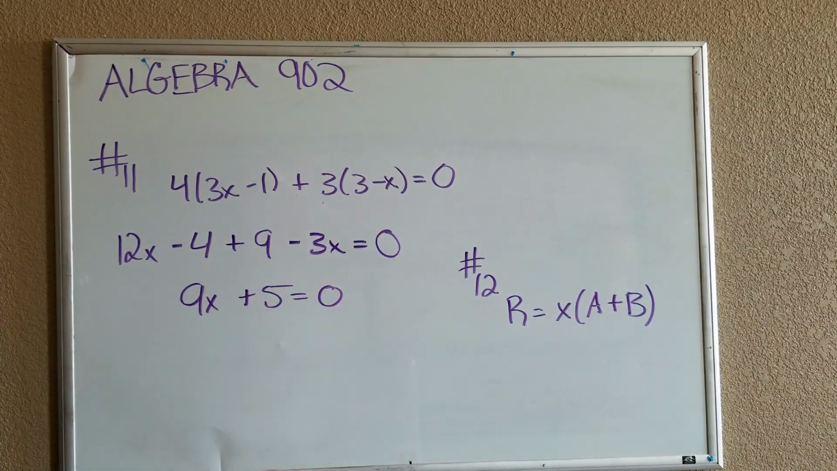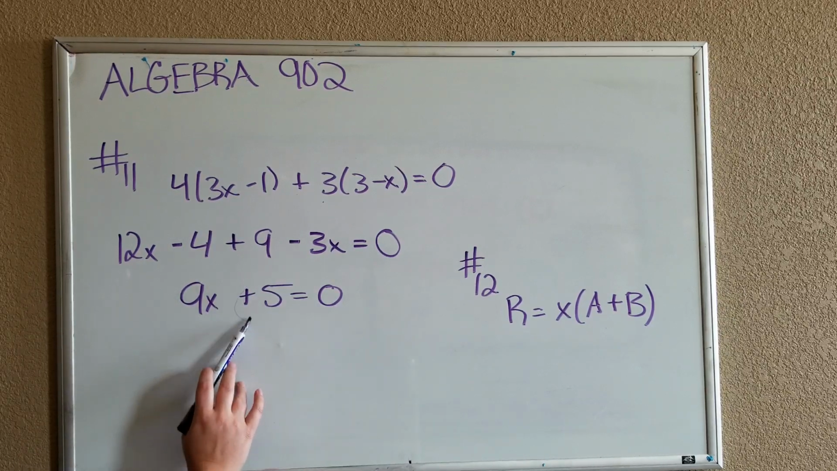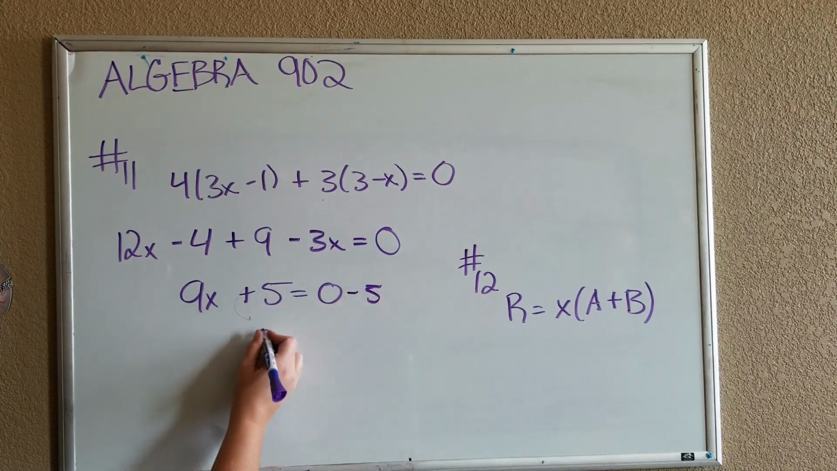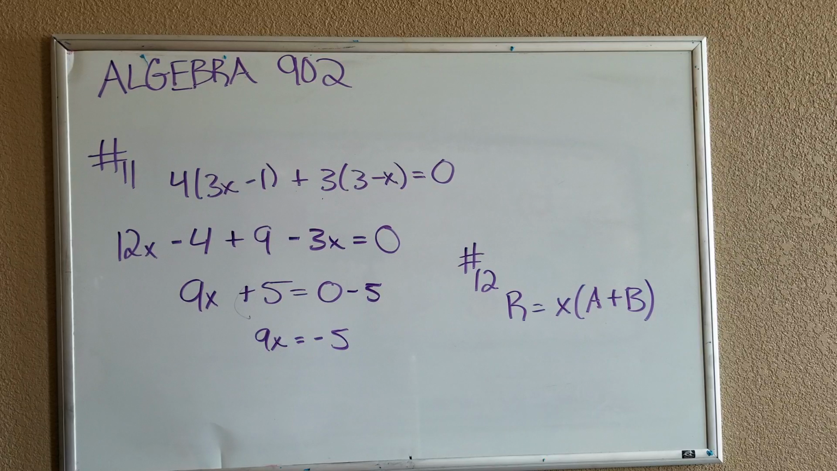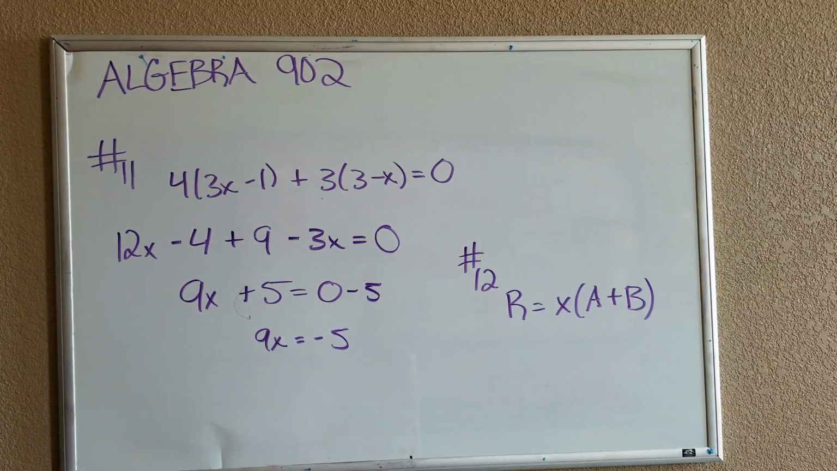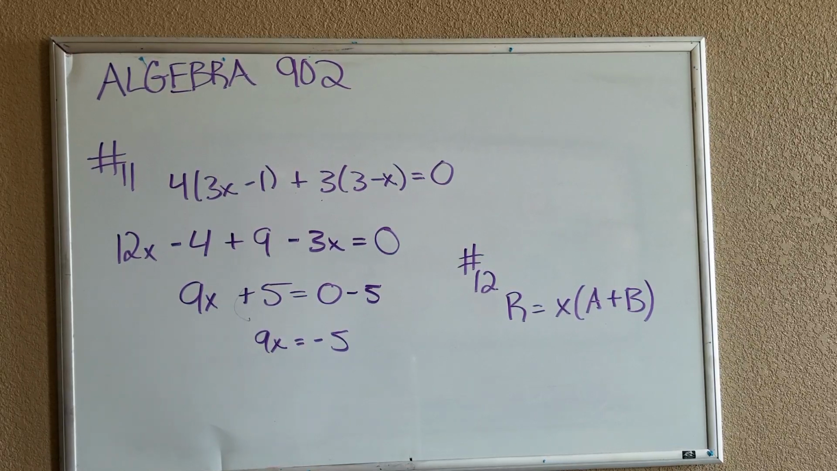Now to solve for x, we need to start isolating it. So 5 is added, so we want to move it to the other side. It's going to subtract over here. So 9x equals negative 5, because 0 minus 5 is negative 5. And then you have to divide by the 9. So x is going to equal negative 5 divided by 9, or negative 5 over 9.